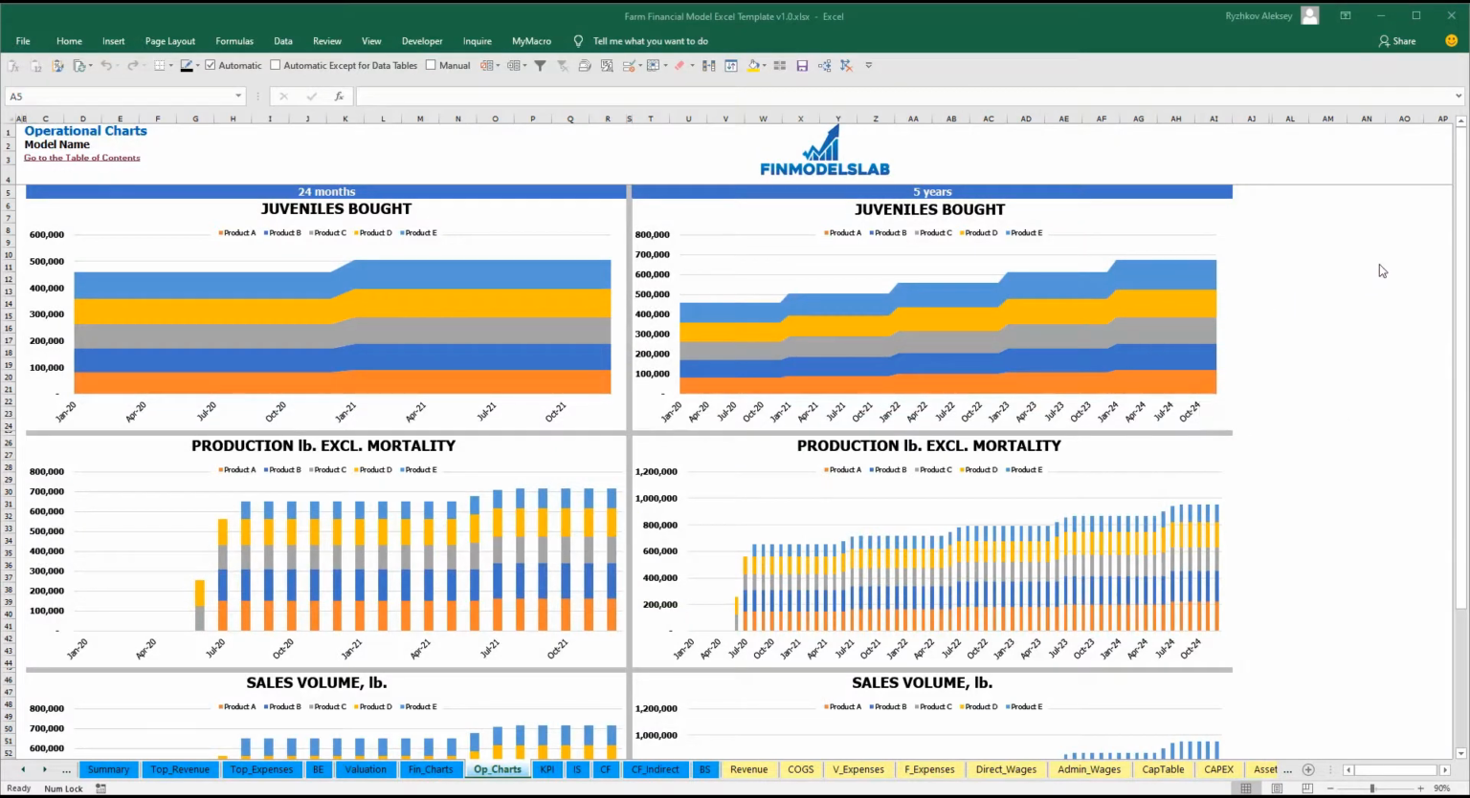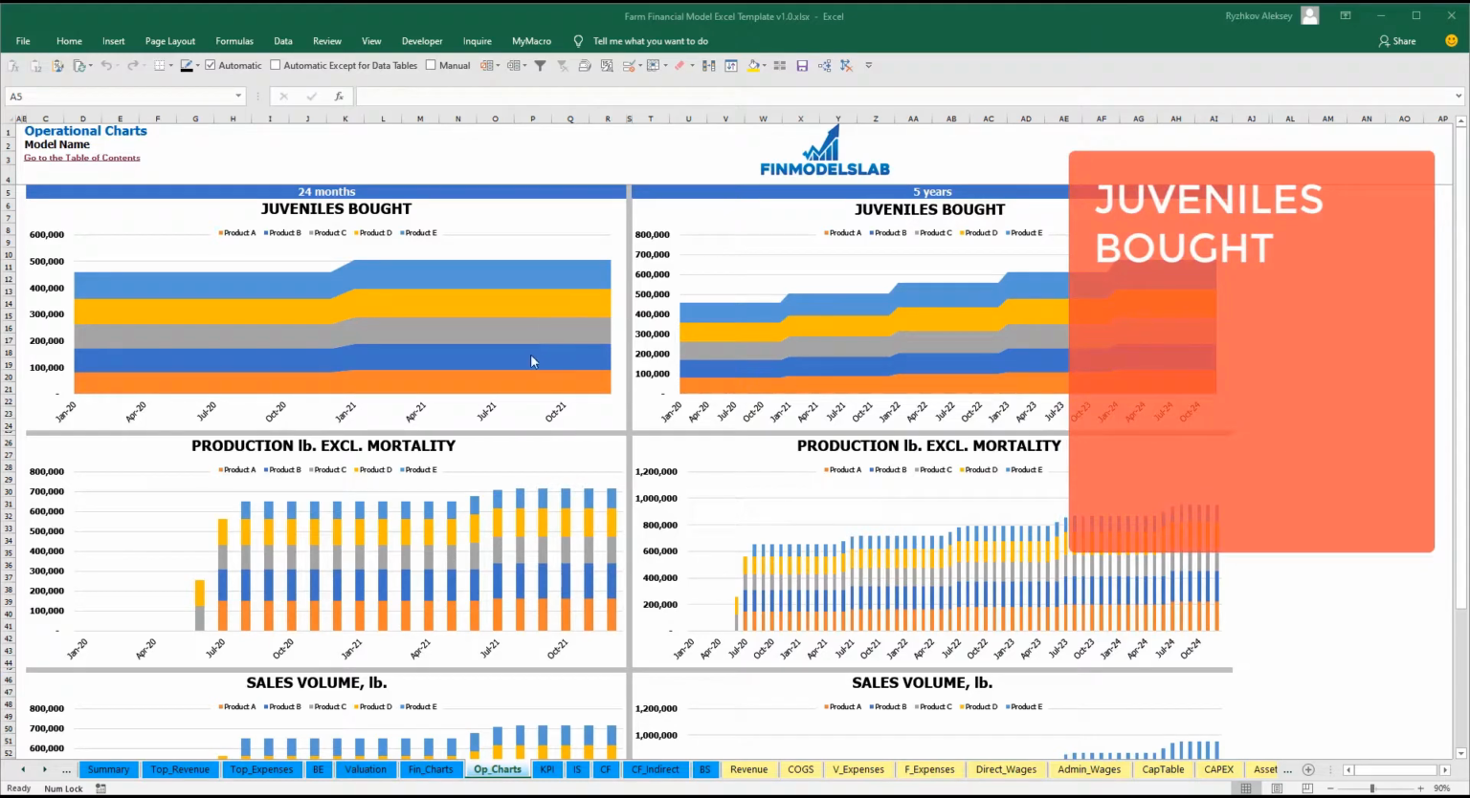On the operational charts you may see two sets of charts with the main operational KPIs. On the left side you may see 2 years broken down by months, and on the right side you may see the 5 years broken down by months. On the top set of charts you may see the juveniles bought.